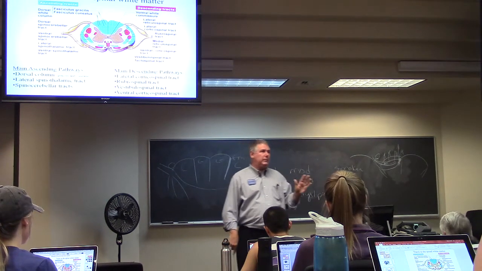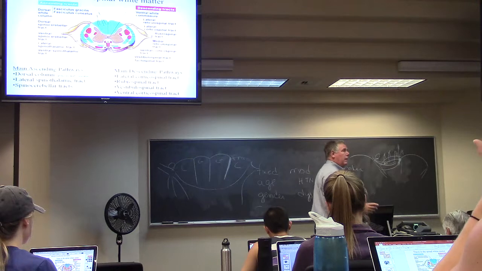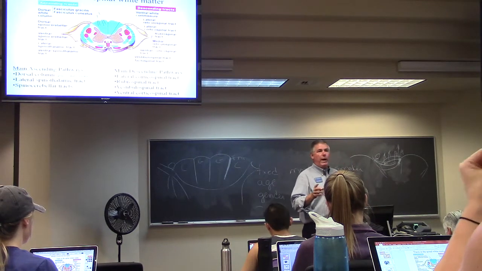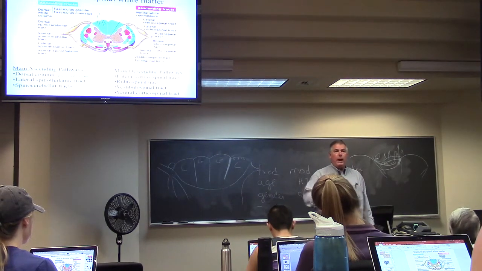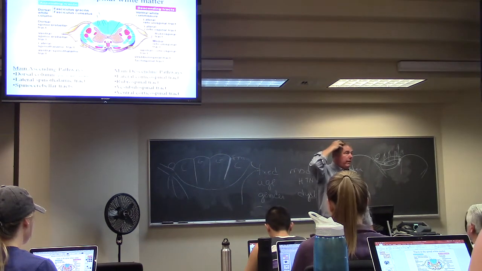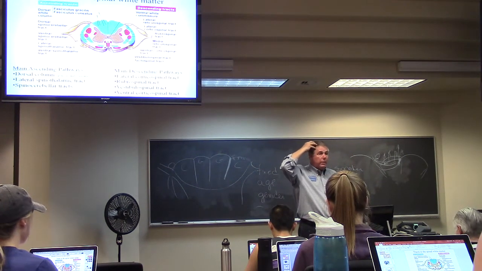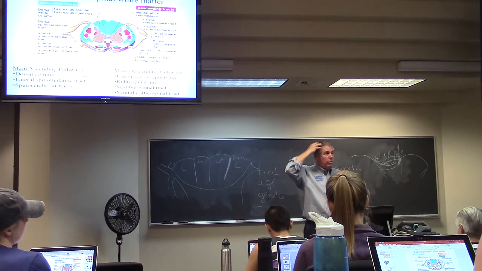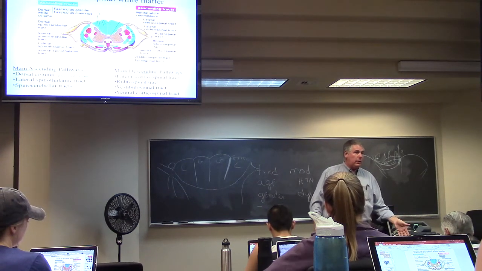Let me just explain it since I put it up there. The lateral corticospinal tract is a crossed pathway, as are these sensory pathways. They're crossed. So if you have a lesion of the right cortex, you won't be able to move the left side of your body.